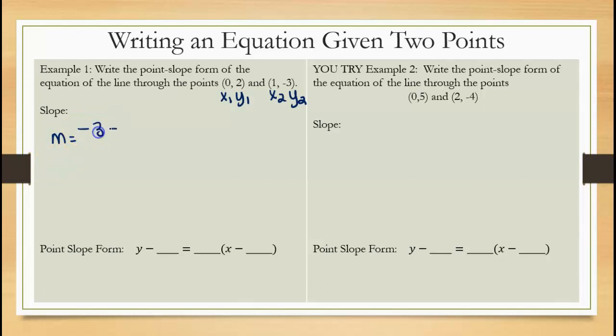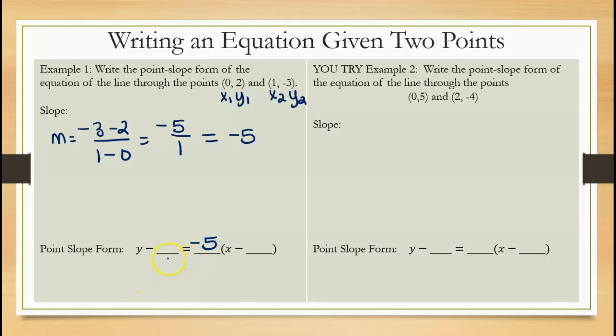We subtract our y's on the top. We subtract our x's on the bottom. -3 minus 2 is not -1. Check that on your calculator. It's -5. 1 minus 0 is 1, and that reduces to be -5. So my slope is -5.